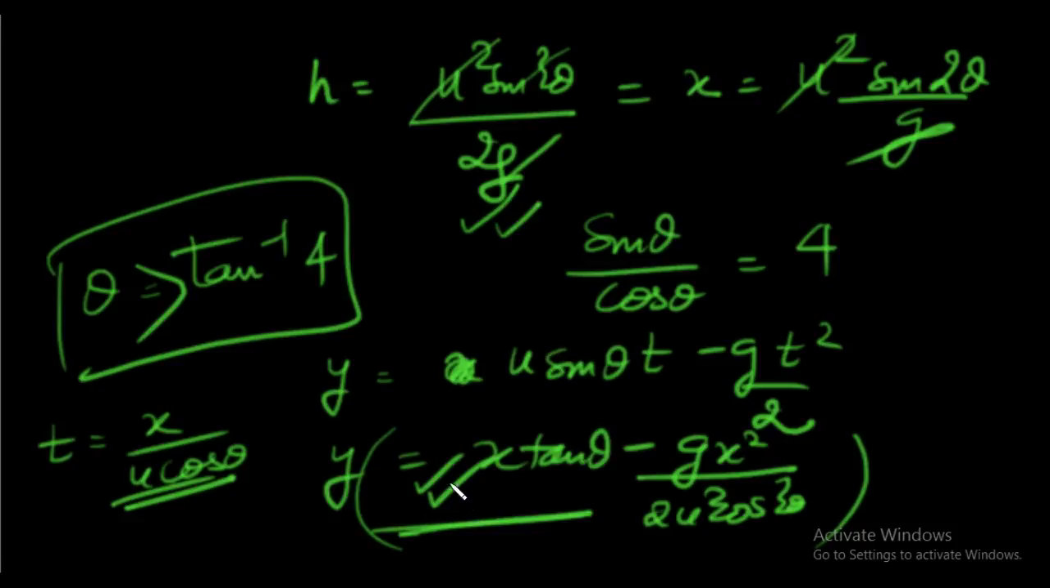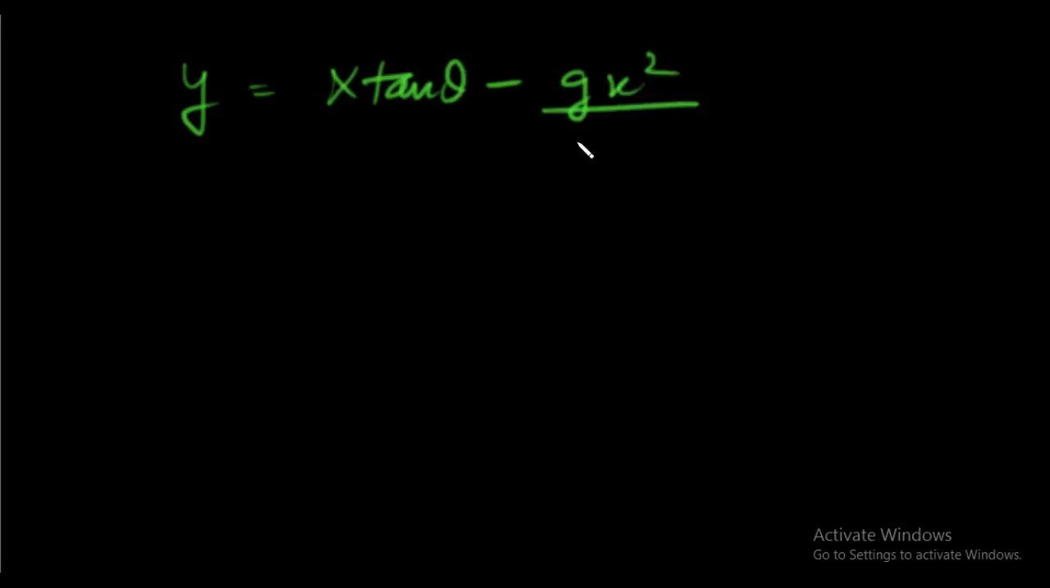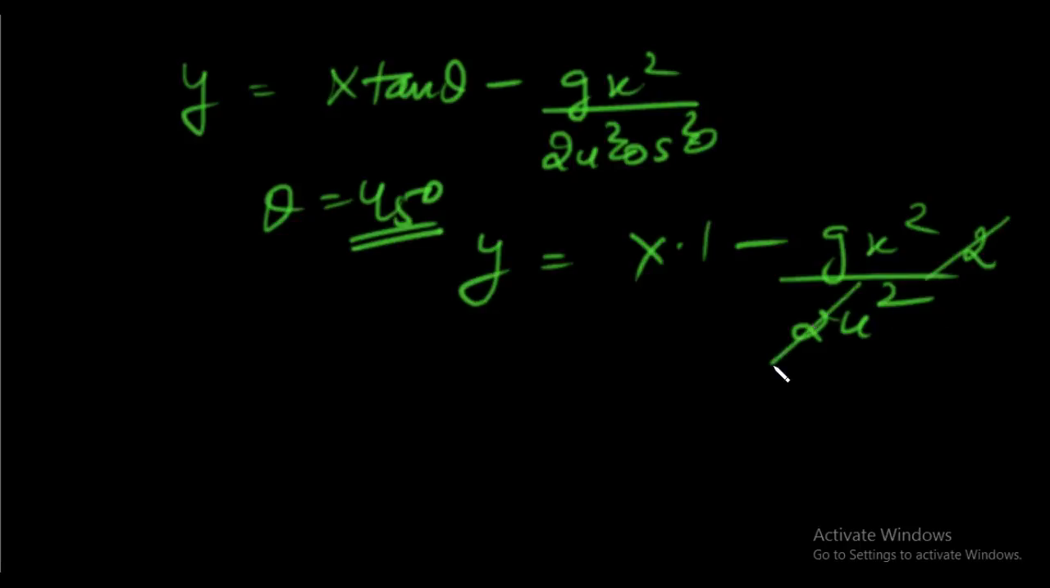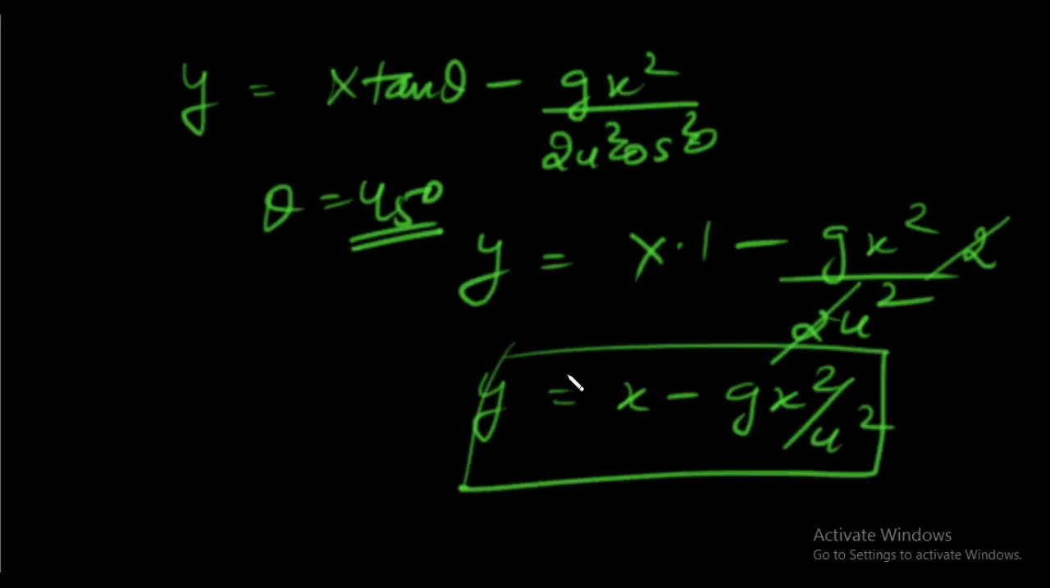This is a parabola. So y is x tan theta minus g x square by 2 u square cos square theta. For example, for theta equal to 45, where range is maximum, y would be equal to x times 1 minus g x square by 2 u square times, obviously this would be 1 by 2 and the 2 will cancel out, and y would be equal to x minus g x square by u square. This is obviously a parabola.